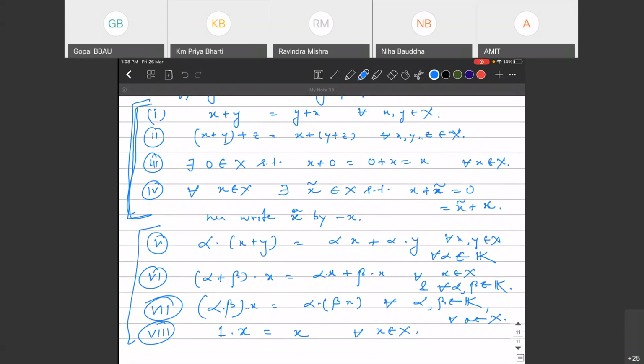In the next lecture we will see some examples of vector spaces, and then we will move on.